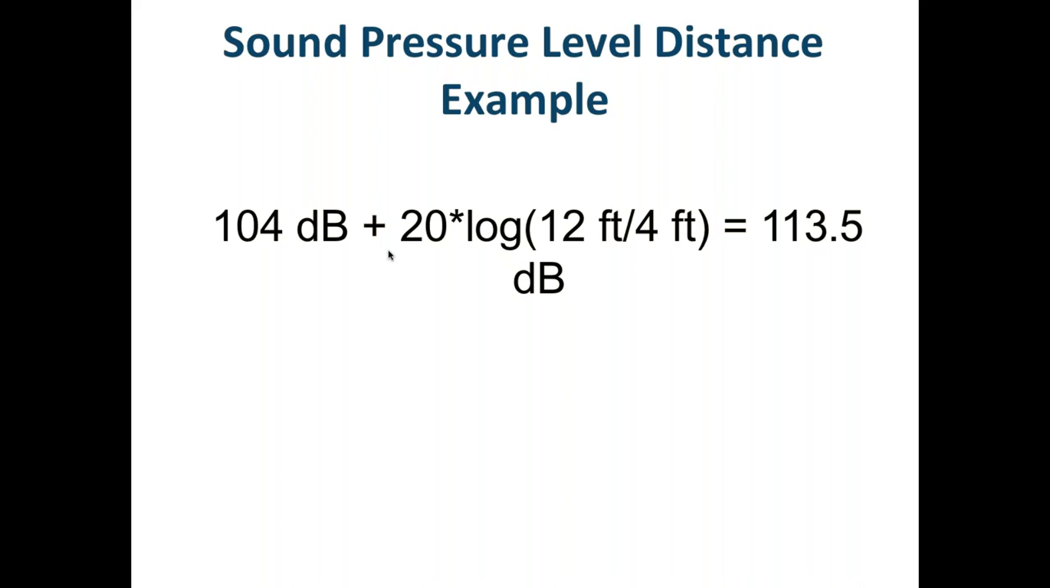So we have 104 decibels of original sound. Since we got closer to the machine, that's our ratio, 12 over 4, we add our 9.5 to our 104. So our new sound pressure level is 113.5 decibels. In other words, we just calculated that if at this distance from this machine we're measuring 104 decibels, and I plant a worker 4 feet away instead of 12 feet away, he's going to be exposed to 113 decibels. Now, usually you're looking at increasing the distance rather than decreasing it.